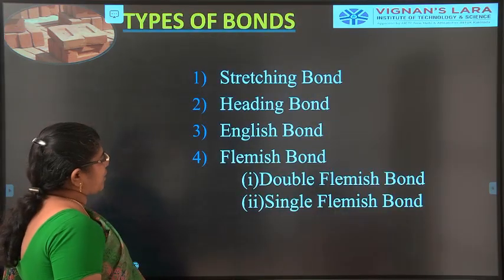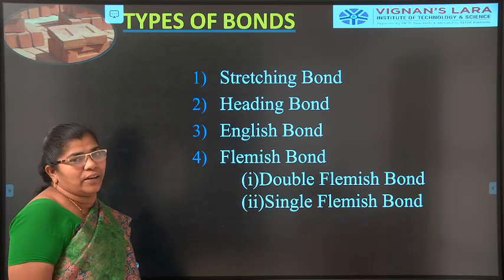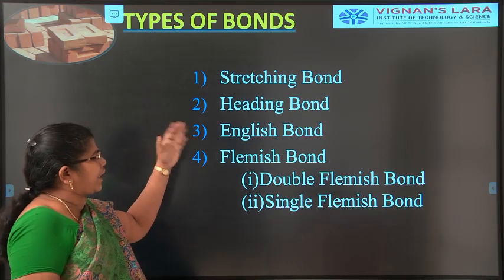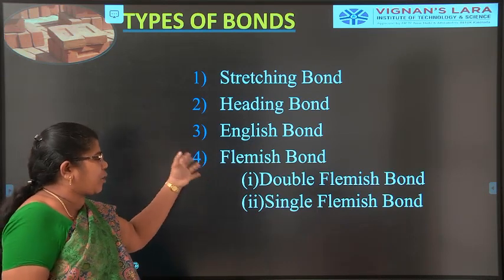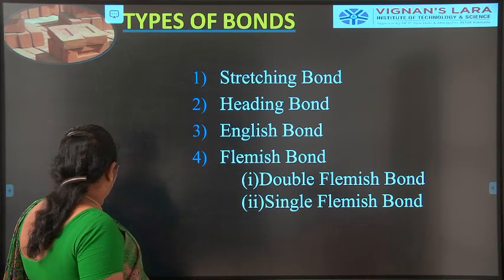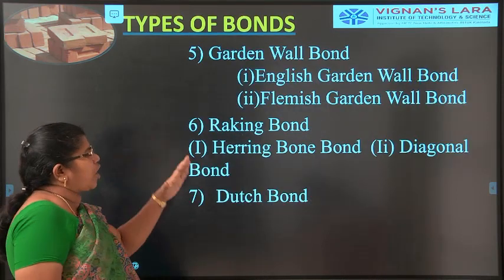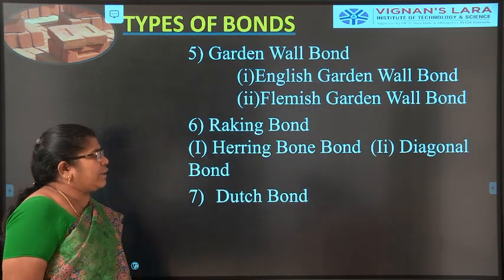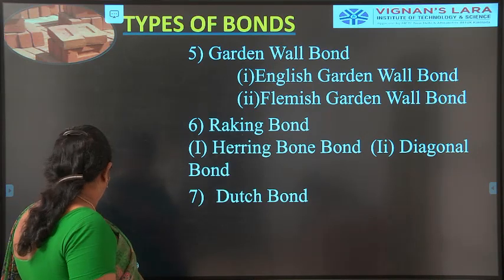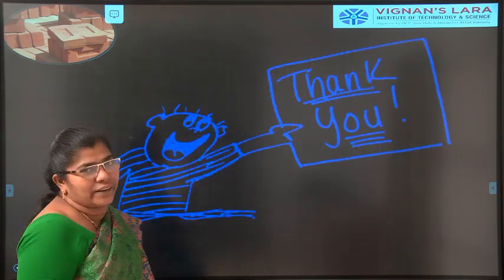The types of bonds in brick masonry are stretcher bond, header bond, English bond, Flemish bond, double Flemish bond, single Flemish bond, garden wall bond, racking bond, herringbone bond and Dutch bond, which we will see in the next class.